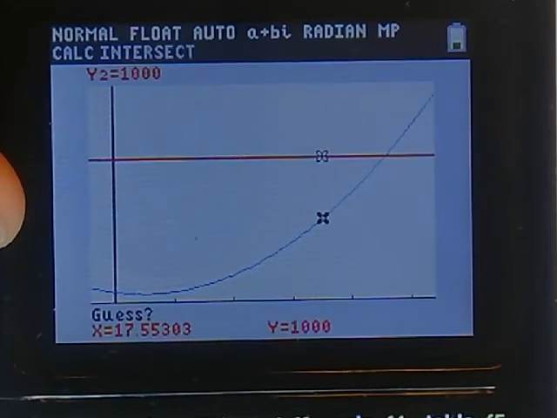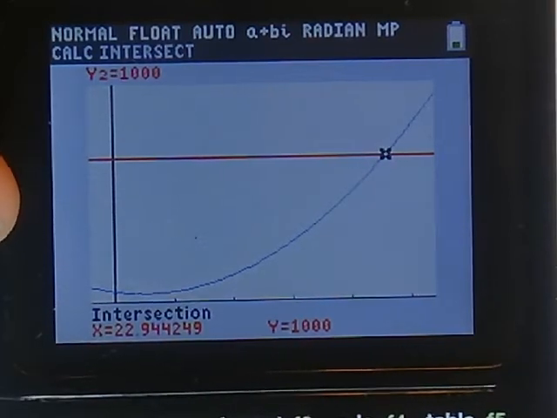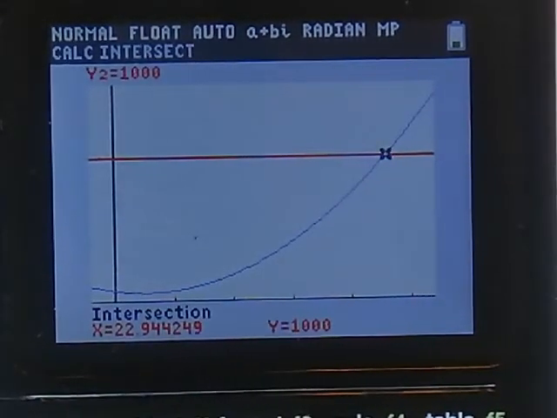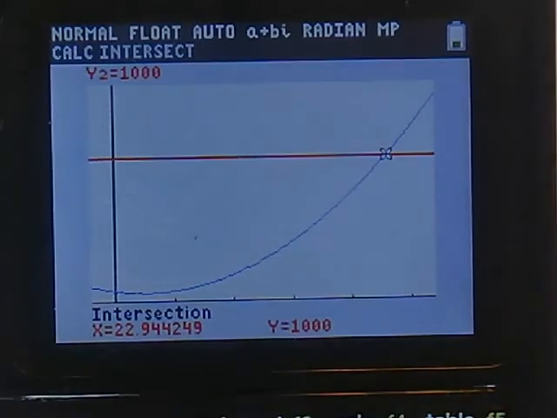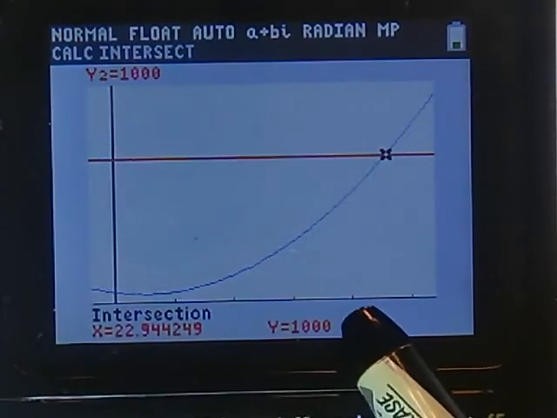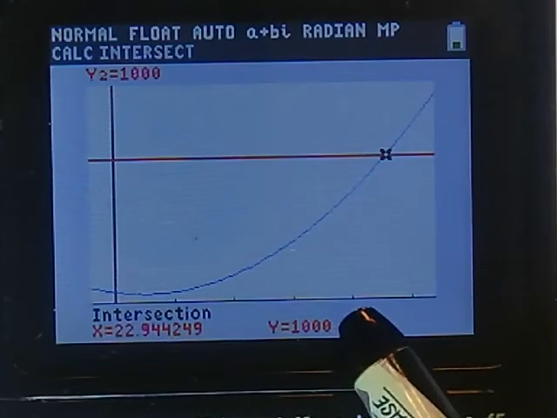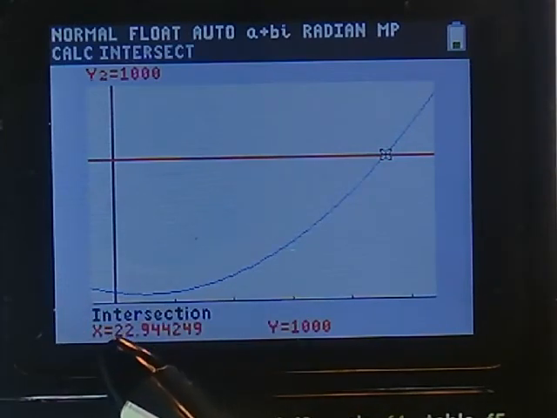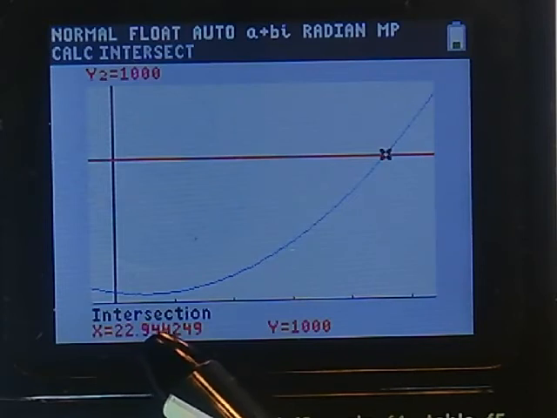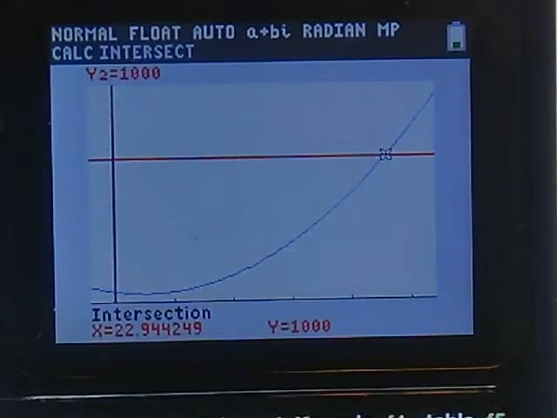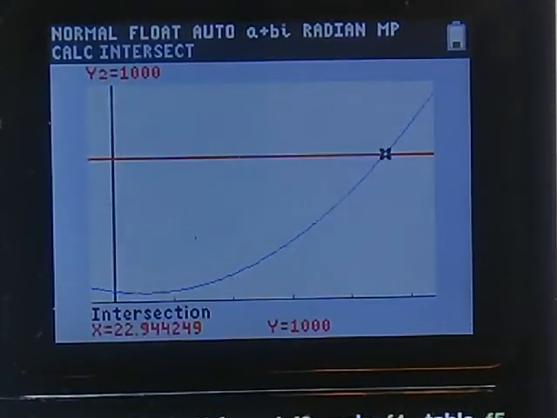And then it's got this thing called guess. I don't worry about that. Just hit enter one more time. And you'll notice that now the cursor is blinking right at the point of intersection. And you'll notice down below here that y is equal to 1,000. It's exactly 1,000 right there. So the point of intersection is at 22.94 years. I'll write that down over here, 22.94 years.